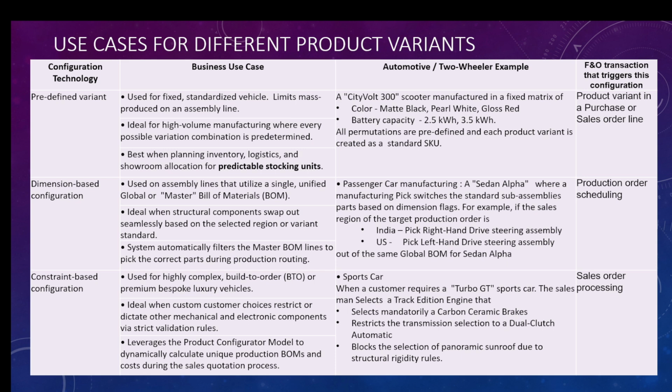My use cases are all going to be associated with the automobile industry, as my business group is an automobile business group. So I'm giving examples using automotive use cases. So when should we use a predefined variant?